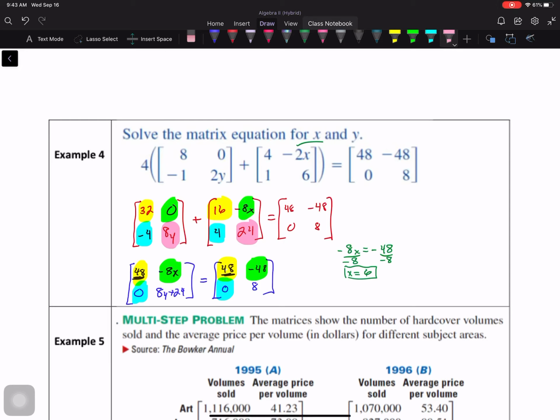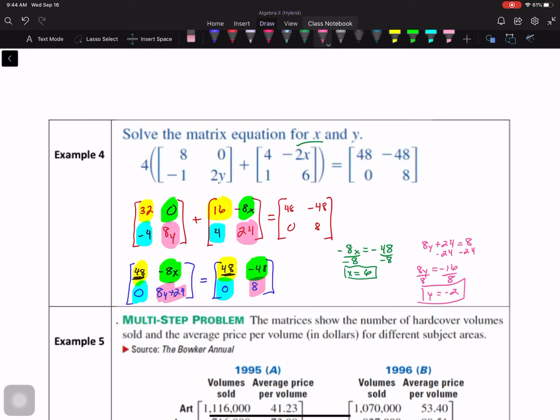And then last but not least, we have 8y plus 24 equals 8. So again, that has to be true because these two matrices are equal. We want to go off to the side and set up another equation. So 8y plus 24 equals 8. And then we're just going to use a little algebra to solve this. So 8y equals negative 16, divide by 8, and y should equal negative 2.